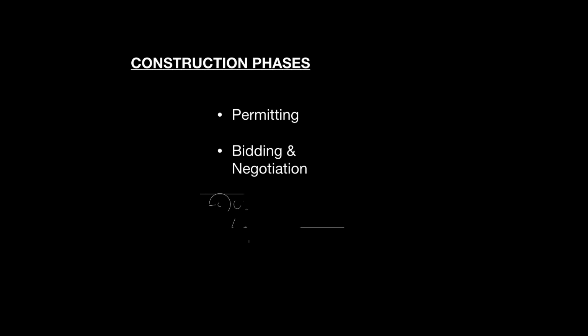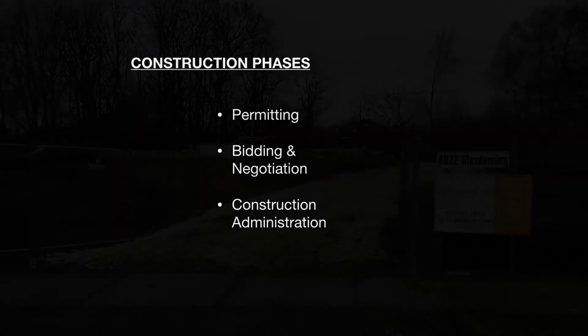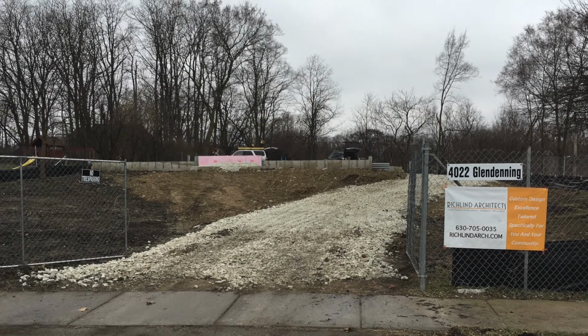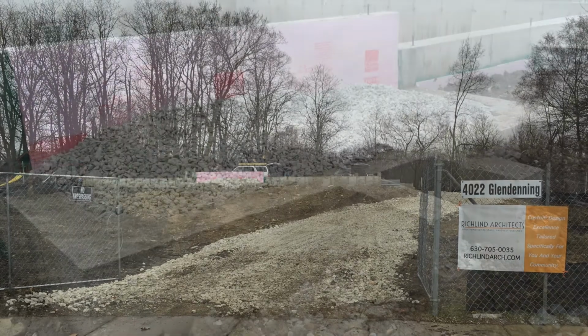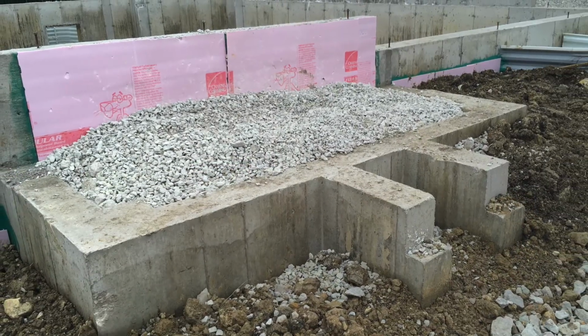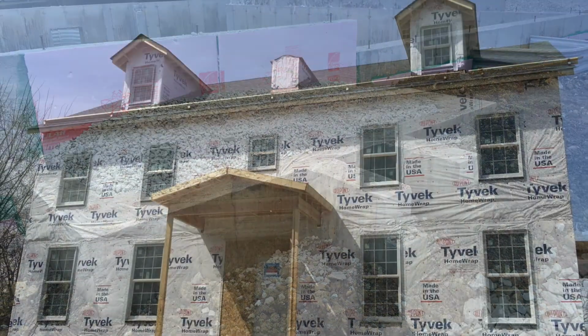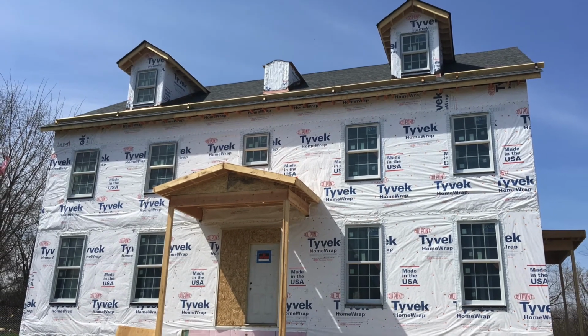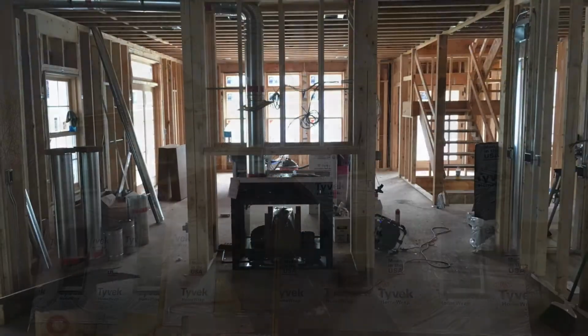Congratulations! You have received your building permit, selected your contractor, and you're excited to begin the construction. Construction administration, which can also be known as contract administration, is where architects observe the construction in relation to the permitted contract documents. Architectural drawings are legal documents to facilitate construction of a project.